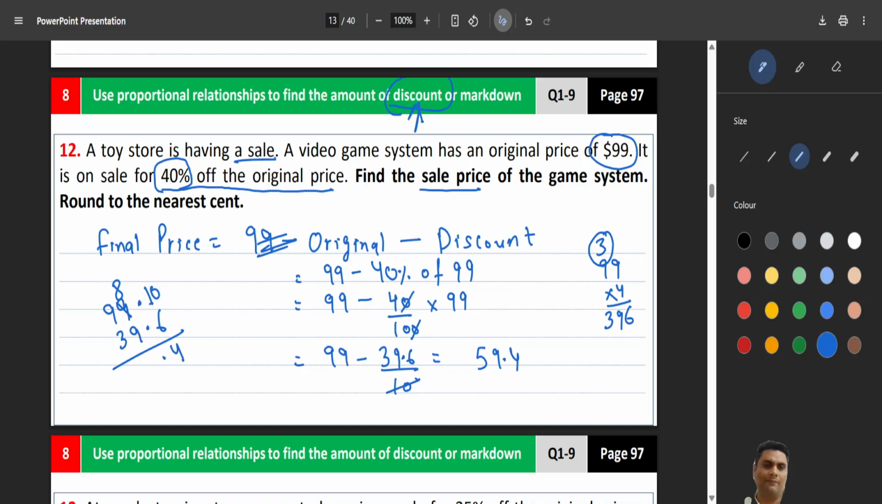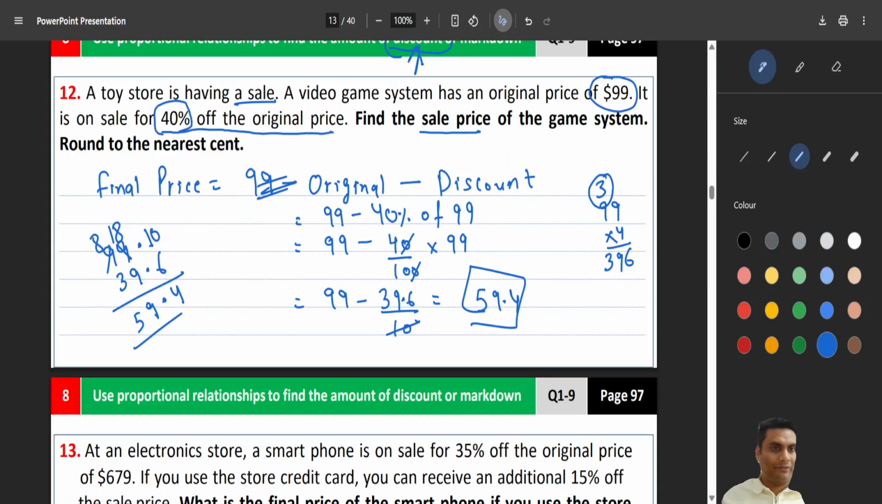Decimal, decimal. I cannot do 8 minus 9 again. So again this 8 will ask for help here. The 1 will come here. This will again become 8. 18 minus 9, 9. And then 8 minus 3, 5. So the answer is 59.4. This is how we got the answer. So in discount you always have to do minus. Do not forget that.